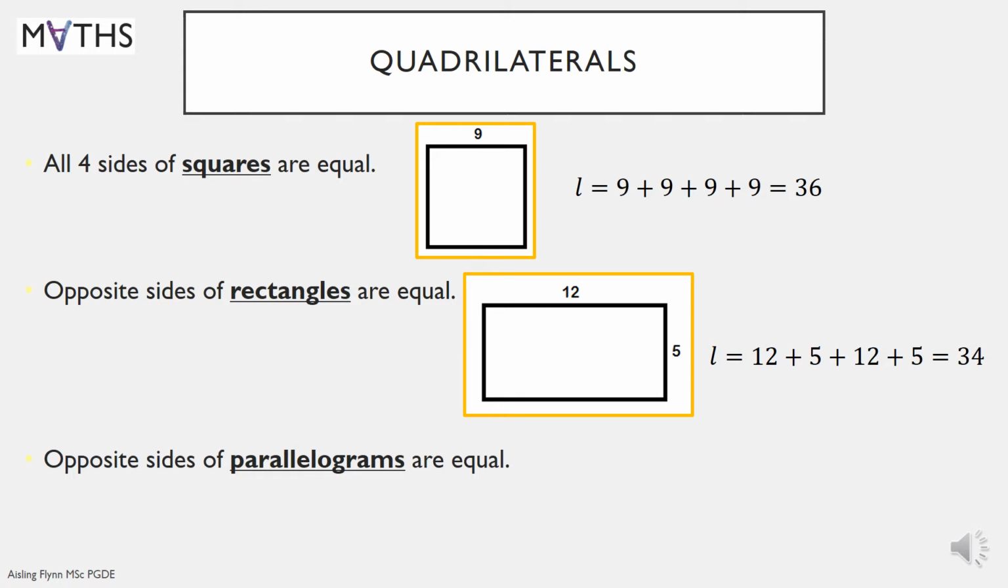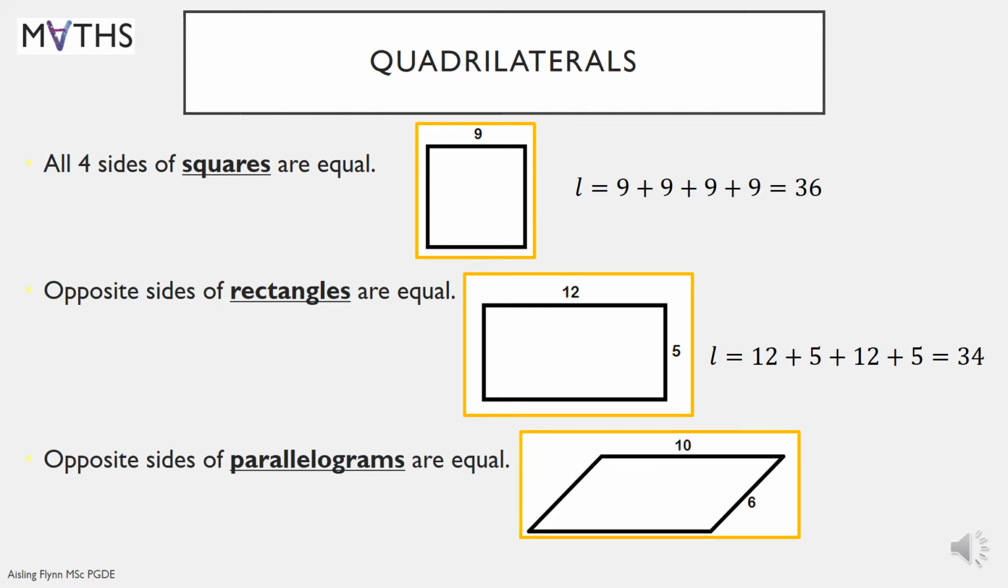Similarly, opposite sides of parallelograms are equal. Of course, the rectangle is also a parallelogram. In this case, you have two sides. The slope sides are both 6, and the horizontal sides, the top and the bottom, are both 10. So adding those four sides, you get 36.